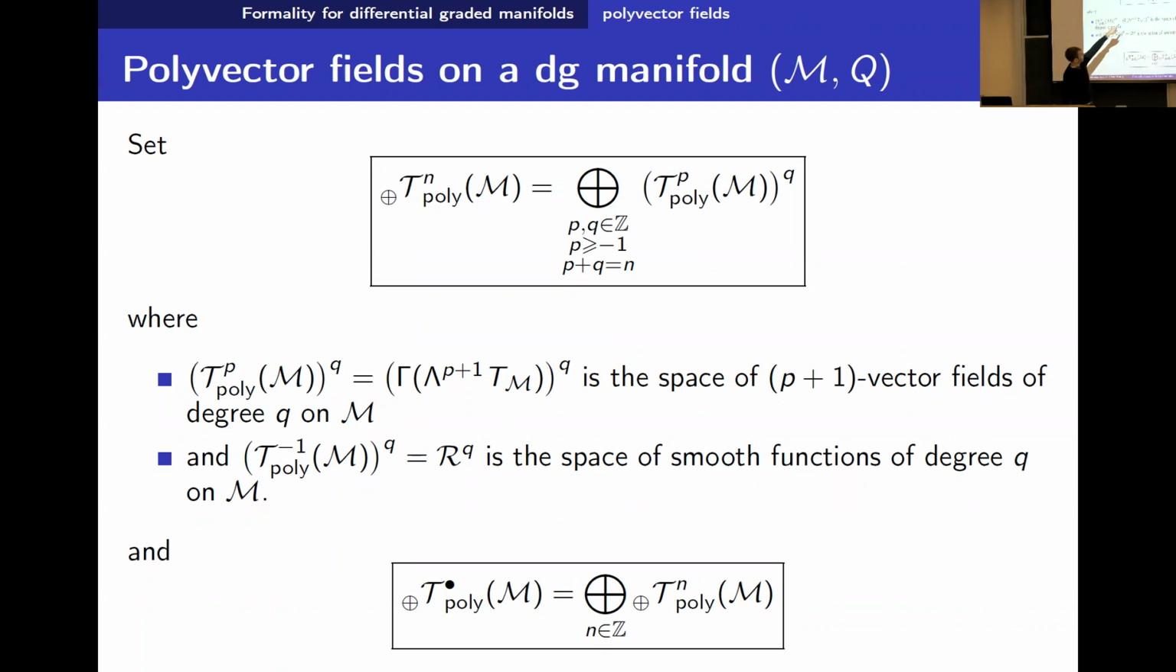In degree n, T_poly^n will be the direct sum of such bigraded pieces, T_poly^{p,q}, where we sum over all couples (p,q) of integers where p is larger than or equal to negative one, and the sum of p and q is equal to n. So that's T_poly^n. And then to get T_poly, you do another direct sum over all n.